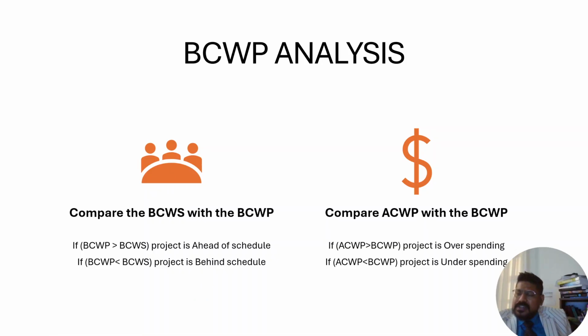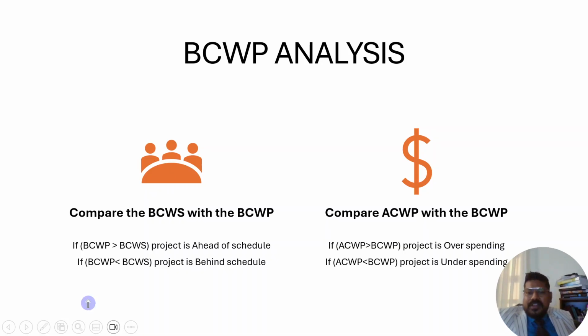BCWP analysis. Compare the BCWS with the BCWP. If budget cost of work performed is greater than budget cost of work scheduled, project is ahead of schedule. If it is less than budget cost of work scheduled, project is behind schedule. If ACWP, actual cost of work performed, is greater than budgeted cost of work performed, project is overspending. If actual cost of work performed is less than budgeted cost of work performed, project is underspending.